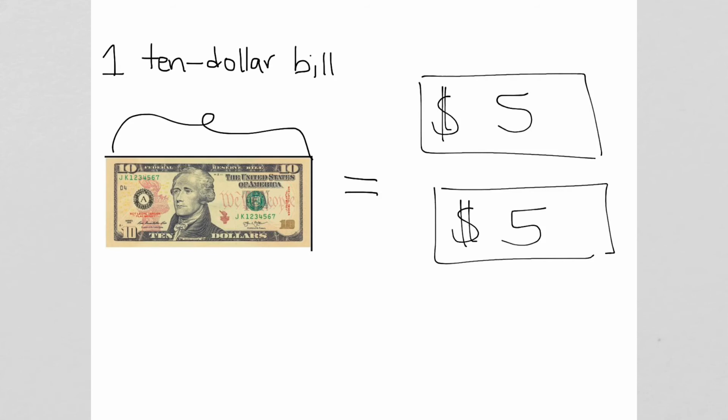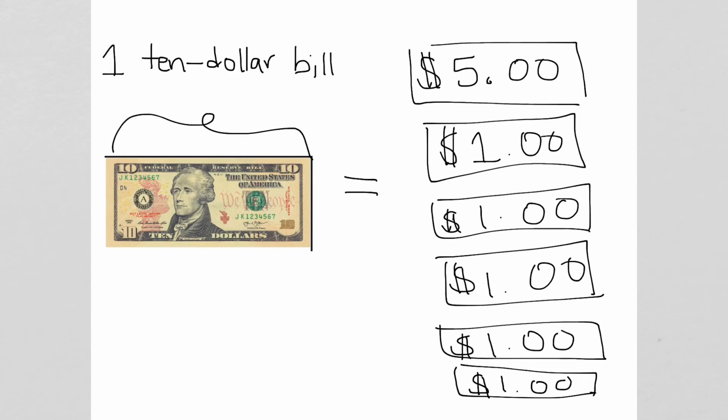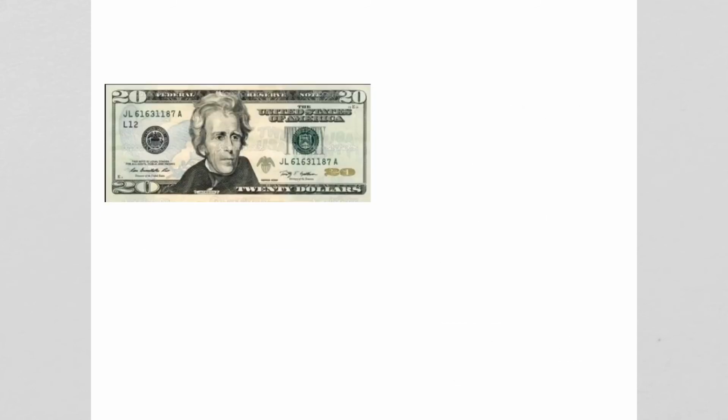Are there any other ways that you can make it? Now on your paper, list another way you can exchange this $10 bill for other bills. Make sure it's an equal exchange. Press pause to give yourself some time. Did some of my friends know that you can exchange one $10 bill for one $5 bill and 5 $1 bills? Now, this is your independent work.